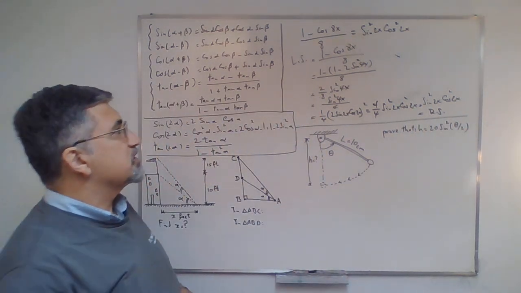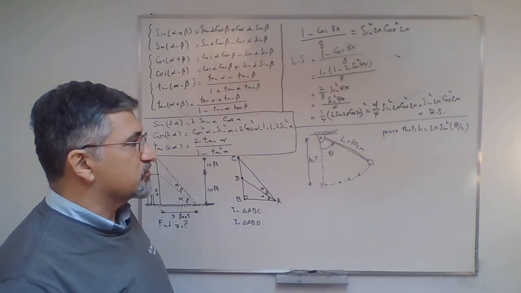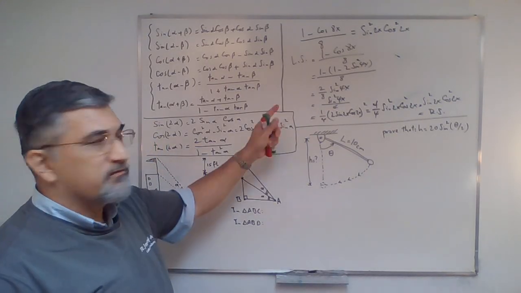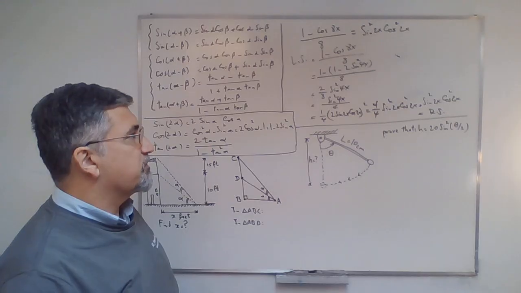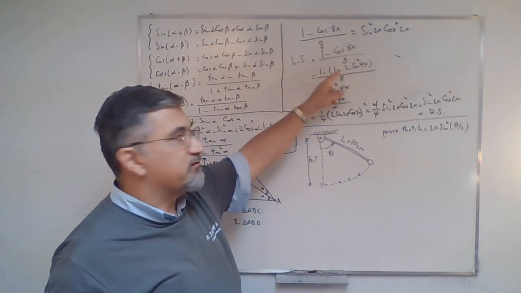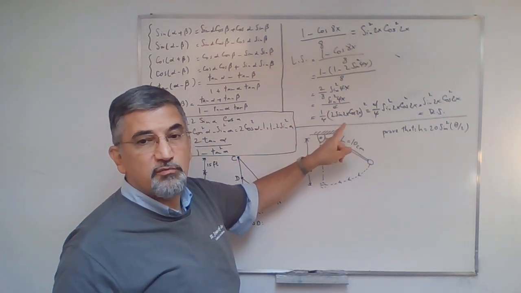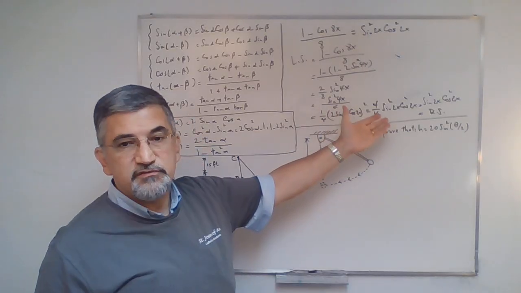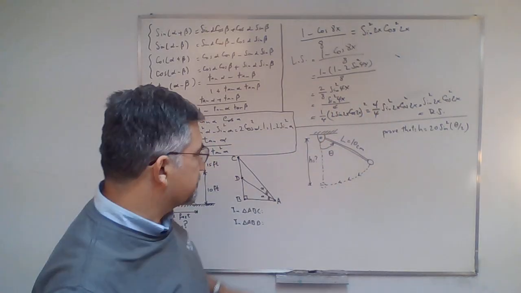So we start with the left side, and we prove that the left side is equal to the right side by using a few trig identities that we have studied in the past. I used the double angle formula for cosine here, and I used the double angle formula for sine actually. And after simplifying, we get the final answer.